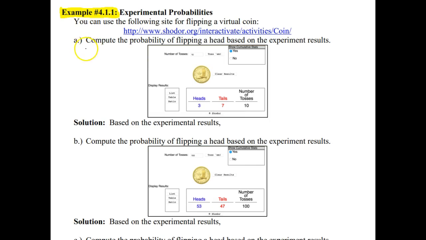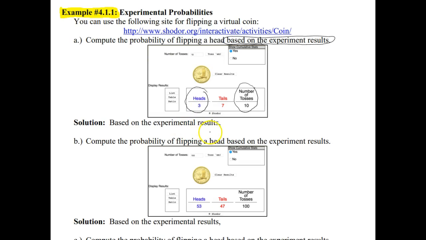Part A says to compute the probability of flipping a head based on the experimental results. Different than if they just said, assume you have a fair coin, and then the probability of a head would be 1 chance out of 2, because 1 side out of 2 has a head. But based on the experimental results, the number of tosses here was 10, and in those, heads were flipped 3 times.